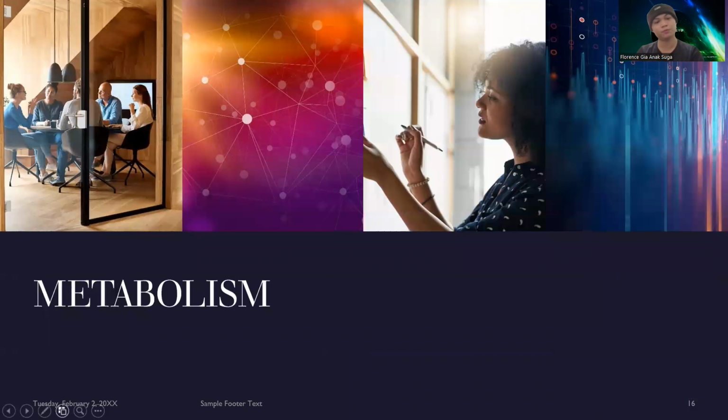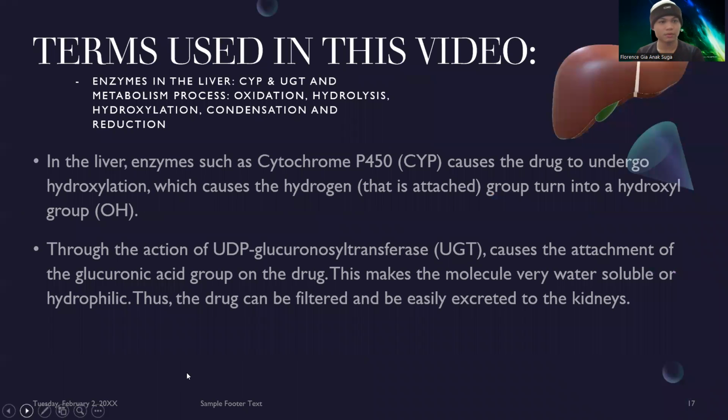So moving on to metabolism. The terms used based on the video will be the enzymes in the liver, such as the CYP, known as the cytochrome P450, and also UGT. It also involves metabolism processes, for example oxidation, hydrolysis, hydroxylation, condensation, and reduction.